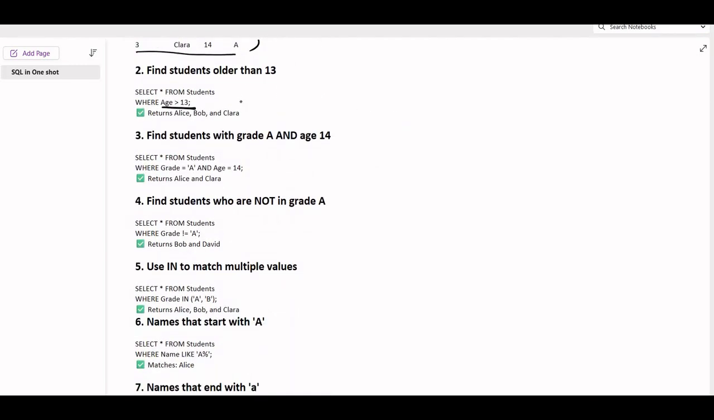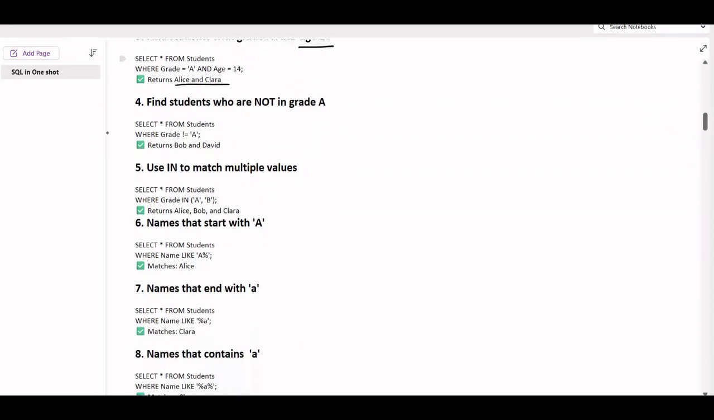Find the students with a grade A and age 14. So you have to SELECT star FROM students WHERE grade is equal to A AND age is equal to 14. You can use AND also in the WHERE condition, because here you have to retrieve the students with a grade A and age 14. There is not only one condition, we have two conditions: one is grade A and the other is age 14. So it returns Alice and Clara, because they have both grade A and age 14.